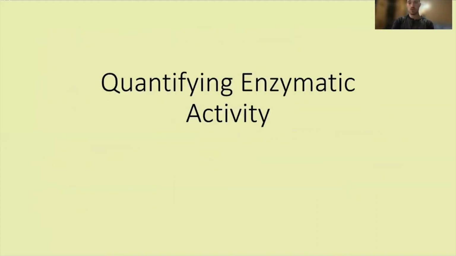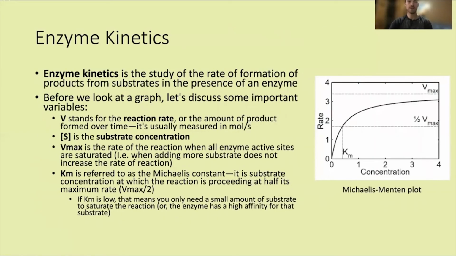Quantifying enzymatic activity. Enzyme kinetics is the study of the rate of formation of products from substrates in the presence of an enzyme. Before we look at a graph, let's discuss some important variables. This stuff is very important. I always see this on the MCAT: Michaelis-Menten plots, enzyme kinetics, Lineweaver-Burk plots, which we're going to spend a little bit of time talking about right now.